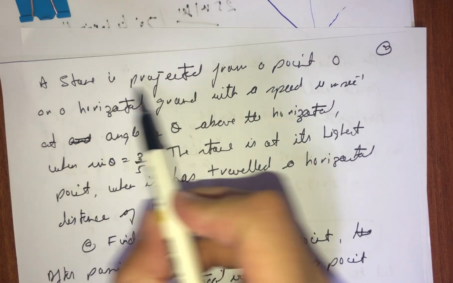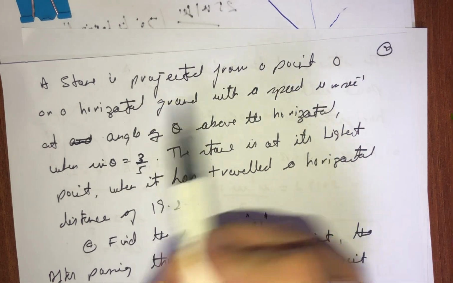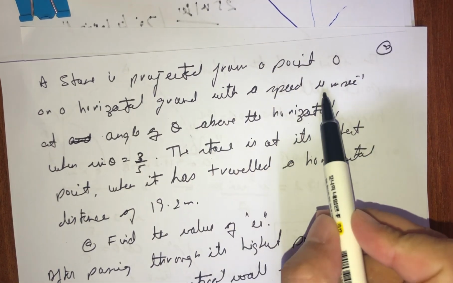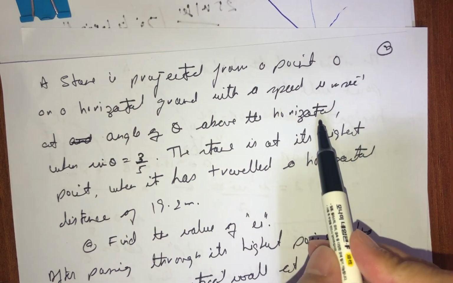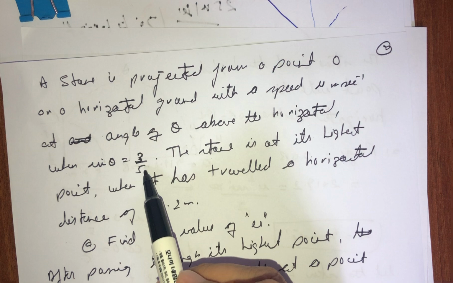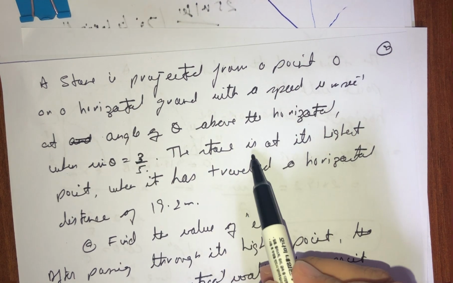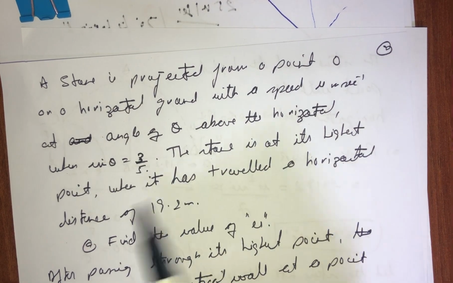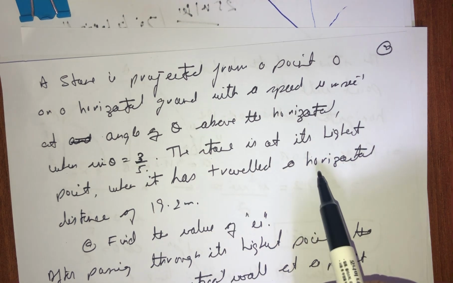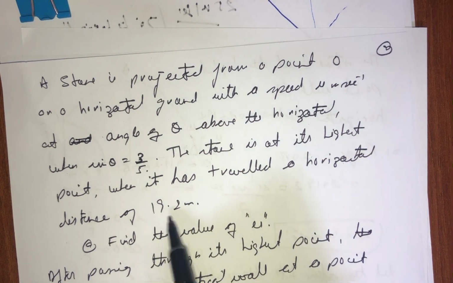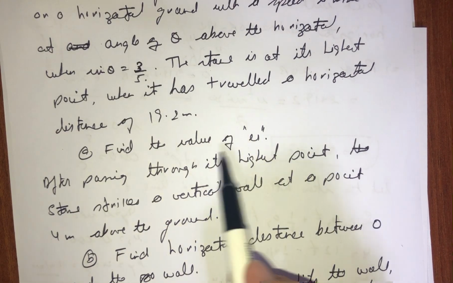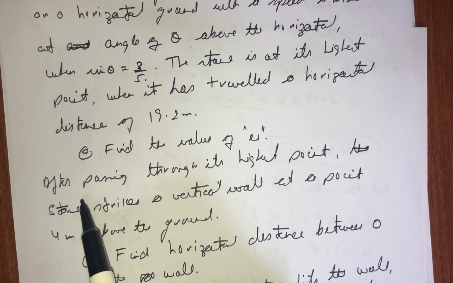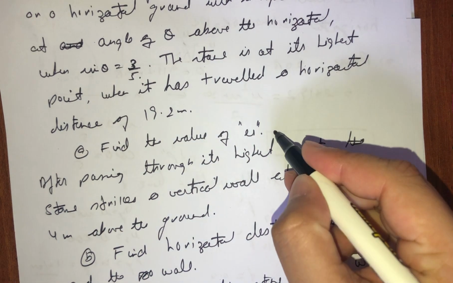Question is, a stone is projected from a point O on a horizontal ground with a speed u meter per second at an angle of theta over the horizontal, where sine of theta is given as 3/5. The stone is at its highest point when it has traveled a horizontal distance of 19.2 meter. So first we are going to find the value of u. This is the first part.